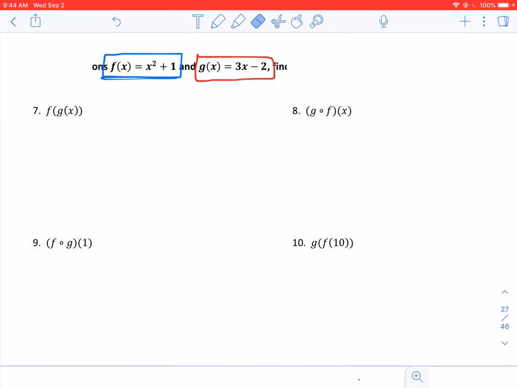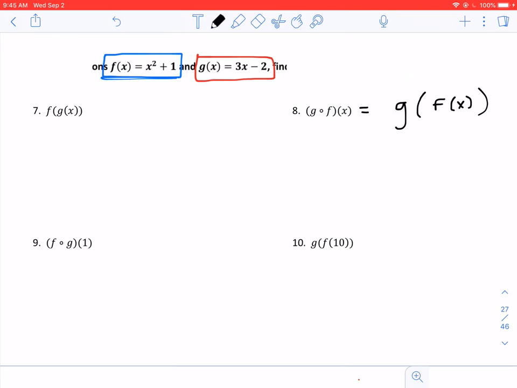Okay? So, this is asking us to find g of f of x. Okay? This means this. They are the same thing. So when you see g open circle f, that is not g of x times f of x. That is the composition of f and g. So we would say g of f of x, or taking the inside function f of x and plugging it into the outside function g of x.